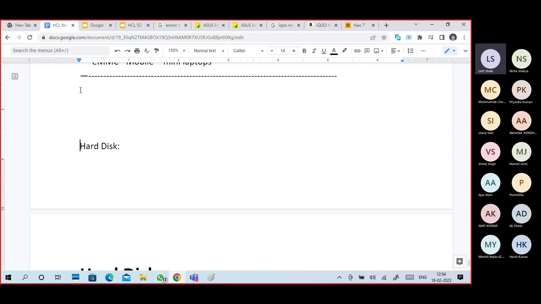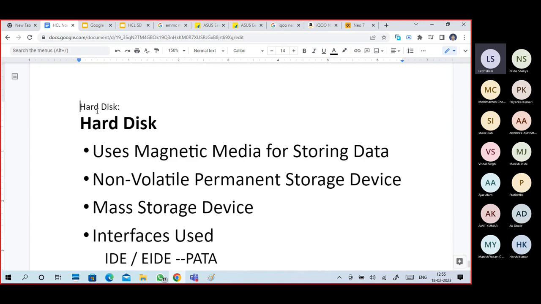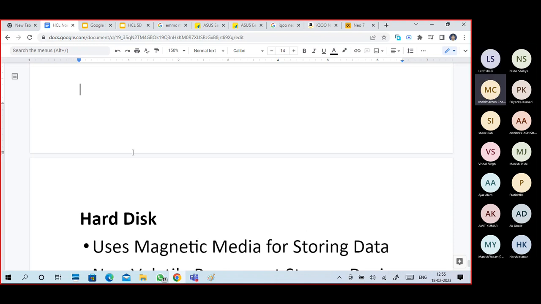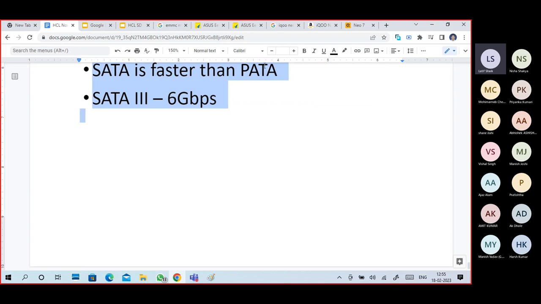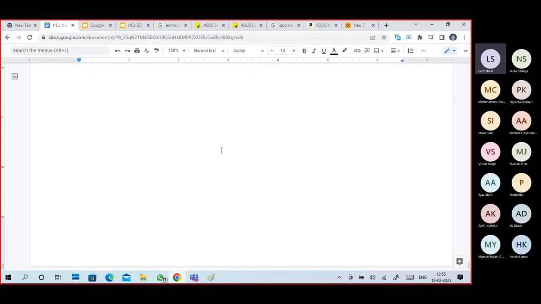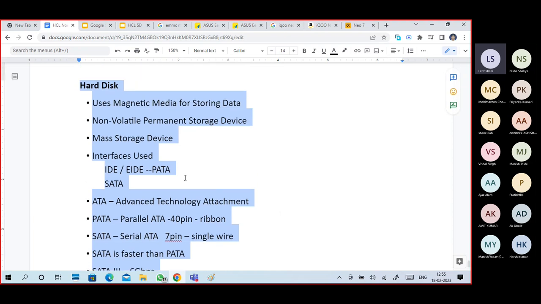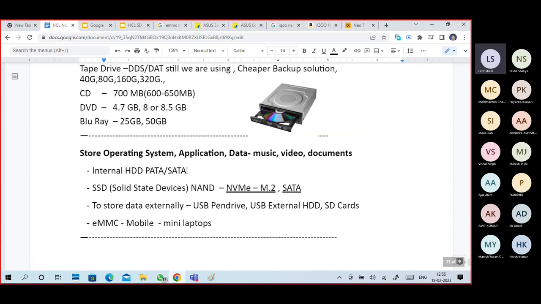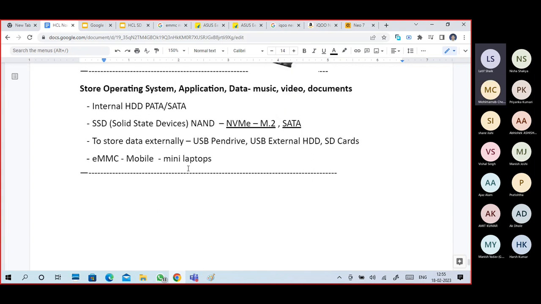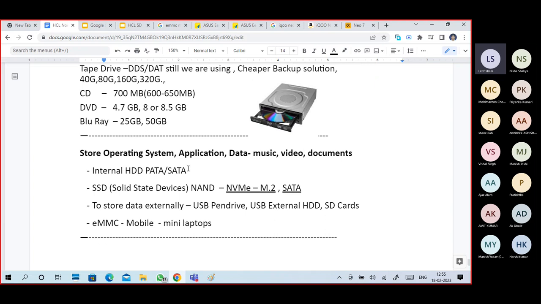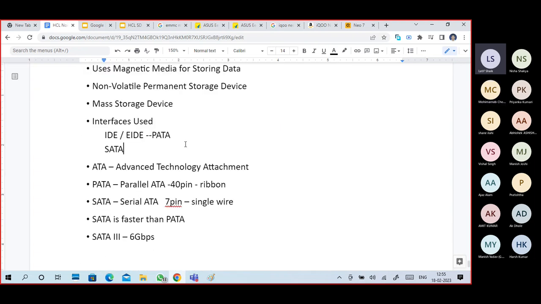Okay, that is one important question that I keep asking in interviews. So what is a hard disk? A hard disk is a secondary storage device. It is a mass storage device, meaning you can store large amounts of data. You can also store in floppy disks, zip drives, tape drives, CD-ROM, DVD, but when you want random access to the data, and to store heavy data, the hard disk is important. Generally we store the operating system in the hard disk.